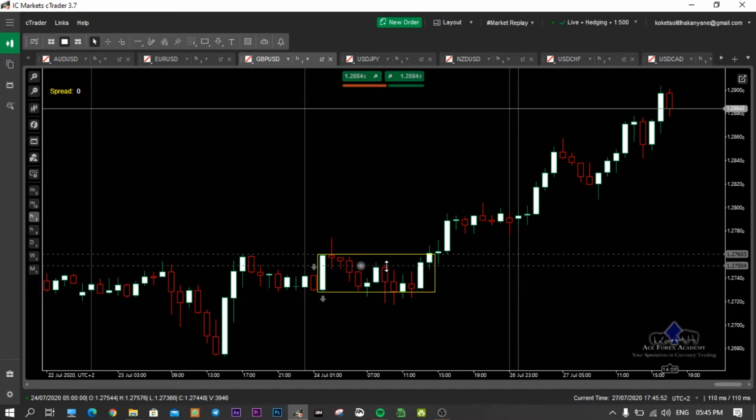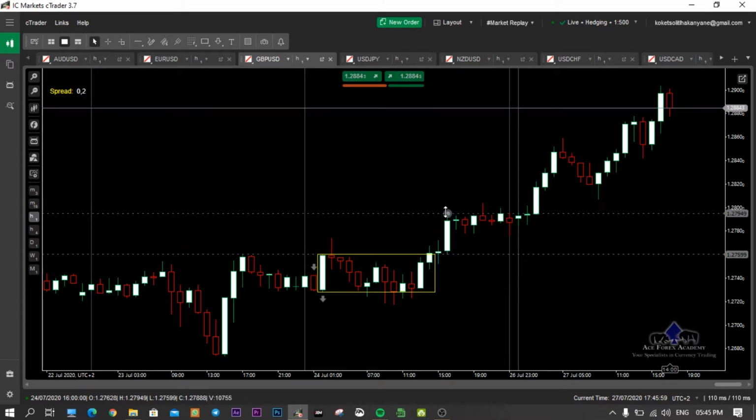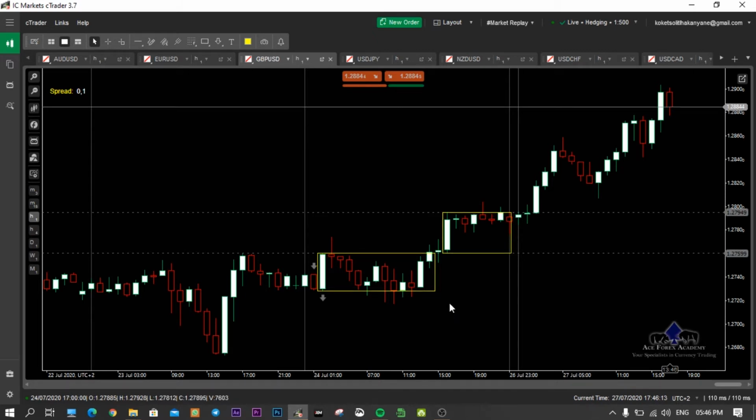Price then continued to push to the upside with the formation of higher highs and higher lows. And that's how our day closed off, with another region of consolidation, and we'll just mark that out. There we go. All right, as promised, let us review these areas of consolidation.